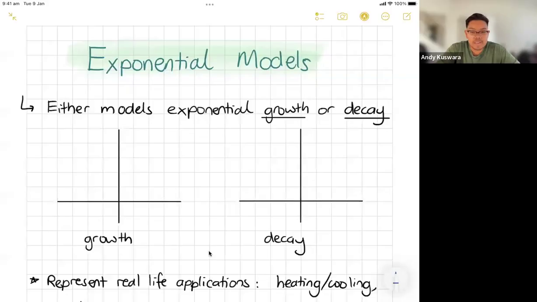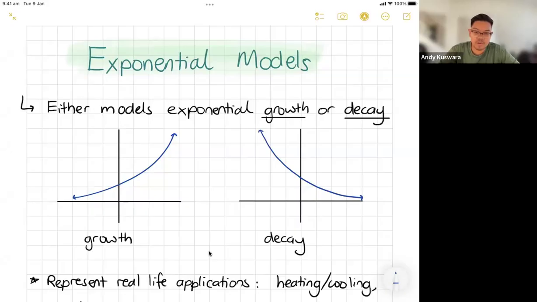Okay, so once we've learned about exponentials, now we're going to apply it into real life. With exponentials, there's two things that we care about. It's either growth or decay. Obviously, growth would make sense that we use that kind of shape, and for decay, it makes a lot of sense that we would use that kind of shape.